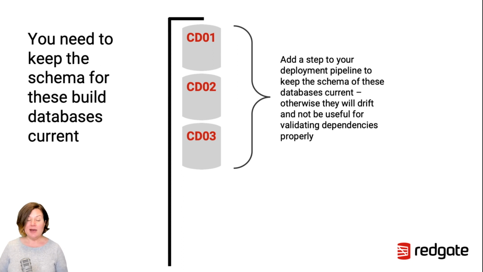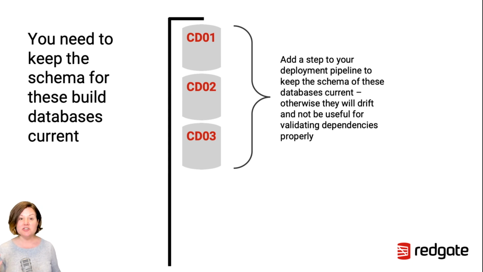Another thing you have to think about, and this isn't hard, it's just a step, is that we do want to keep the schema for these build databases current. If we're doing DevOps and we're using an automated deployment pipeline, that is totally something we can do with automation. So you just need to figure out at what point we want to, if we are deploying to production, at what point in a deployment do we also want to update the schema on the databases that we're using for build?